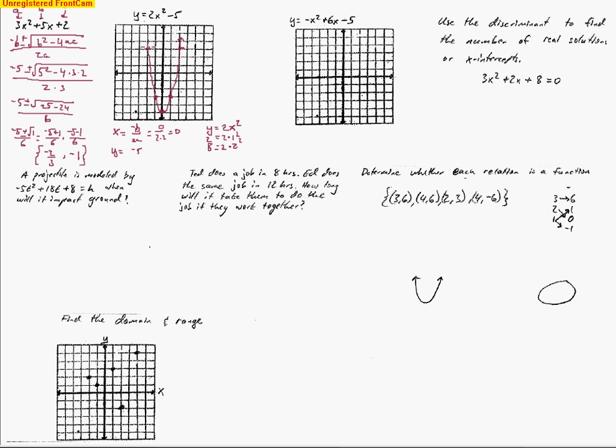Well, look at the next one. This time we do have a b term. Notice the a term's negative 1, and the b term is 6. The c term is negative 5. So we go ahead and substitute those numbers in there. We have negative 6, because it's negative b, over 2 times negative 1. So that just makes a positive 3. The negative signs will cancel.